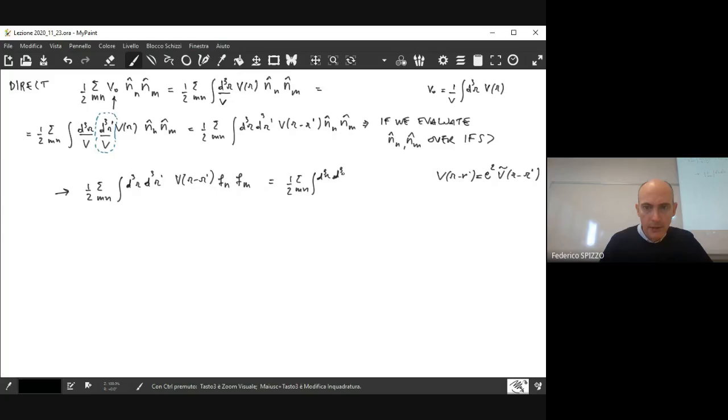d3r prime e squared. And I'm sorry, I forgot to copy this volume squared here and also the volume squared that I had in the initial integral. So here I have a volume squared V tilde of r minus r prime f_n f_m. We have nearly finished.